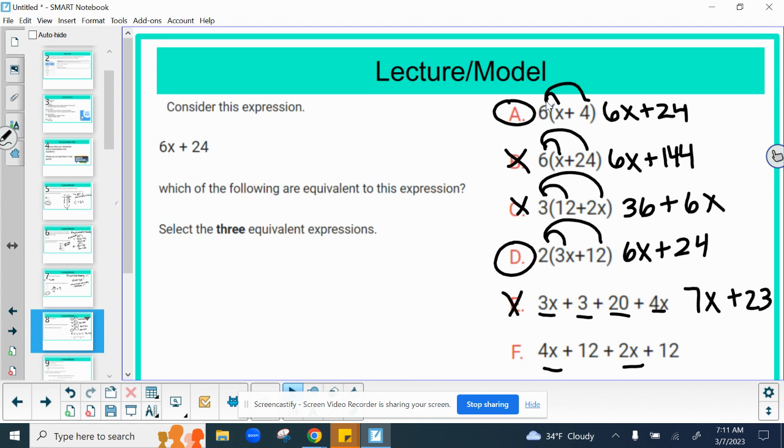4x and 2x's is 6x. 12 and 12 is 24. So that also equals 6x plus 24. So we have found our 3 equivalent expressions. Some of them we had to use the distributive property. Some of them we had to combine like terms. All right, let's keep moving.